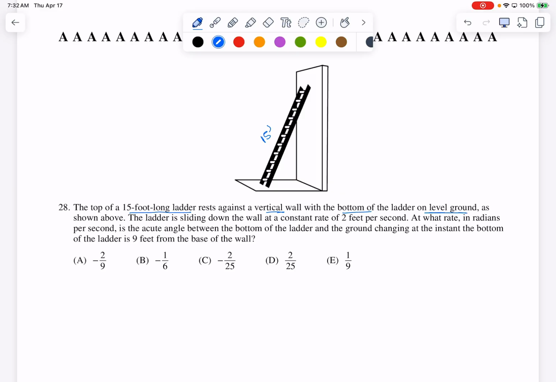We did this exact related rate before. It was on those 38 problems I assigned.